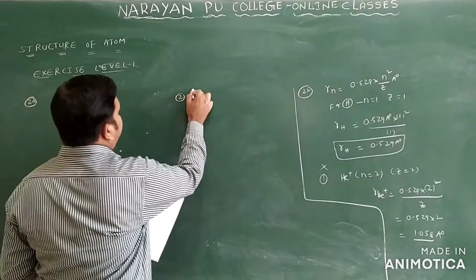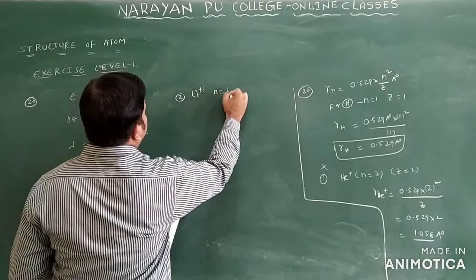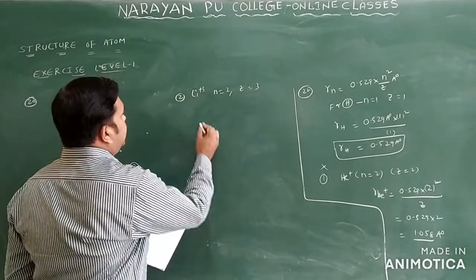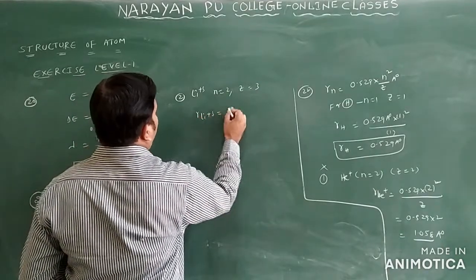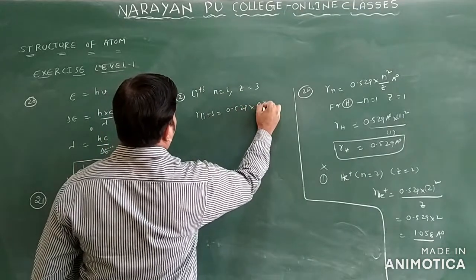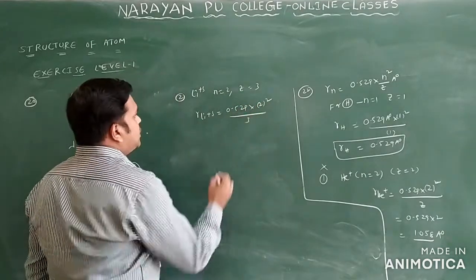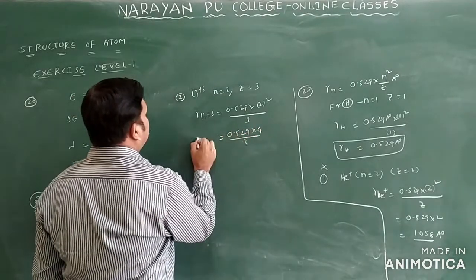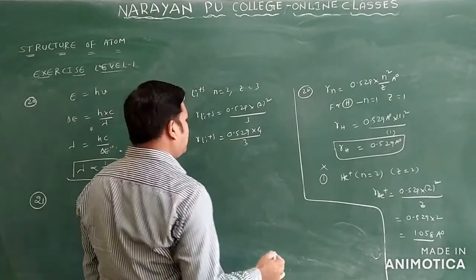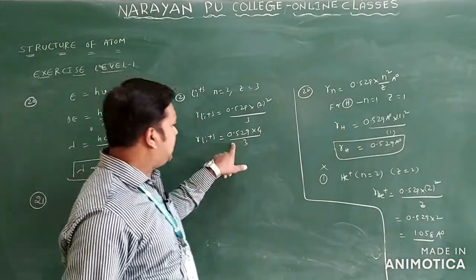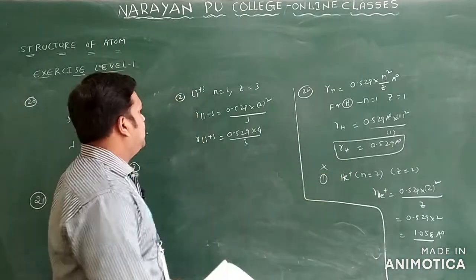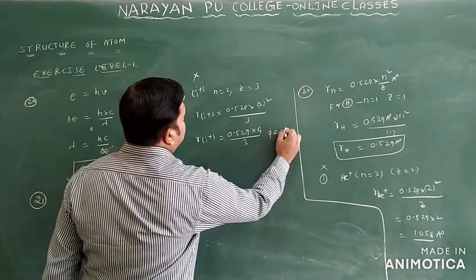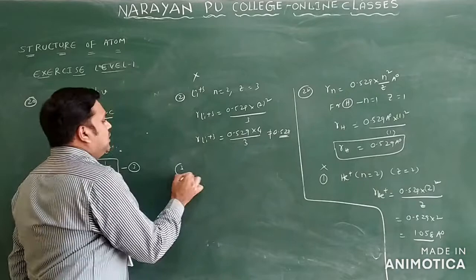If we take the second option, we have Li plus 3, n is equal to 2. Hydrogen, helium, lithium, Z is equal to 3. Now radius of this Li plus 3 is equal to 0.529 into 2 square by 3 only. So what you will get? 0.529 into 4 by 3. If you take approximately, the value is not equal to the hydrogen atom. So Li plus 3 also is a wrong option. The value is not equal to 0.529 only.